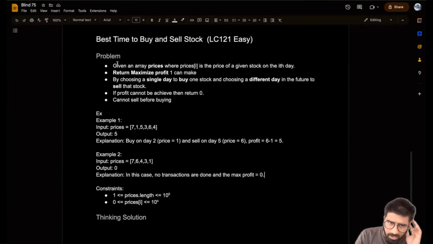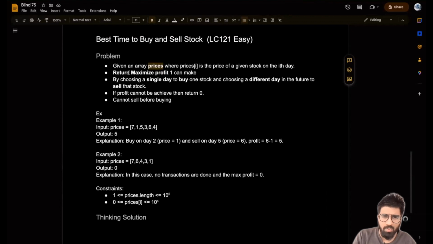So in this problem, we have been given an array of prices, right? And each price[i] is the price of a given stock on the ith day, right? Then our goal is to return the maximized profit one can make via this list of prices. We can choose a single day to buy one stock, and then we have to choose a different day to sell the stock.